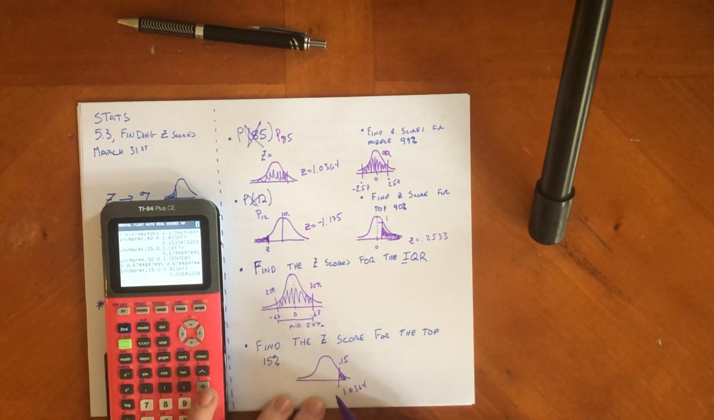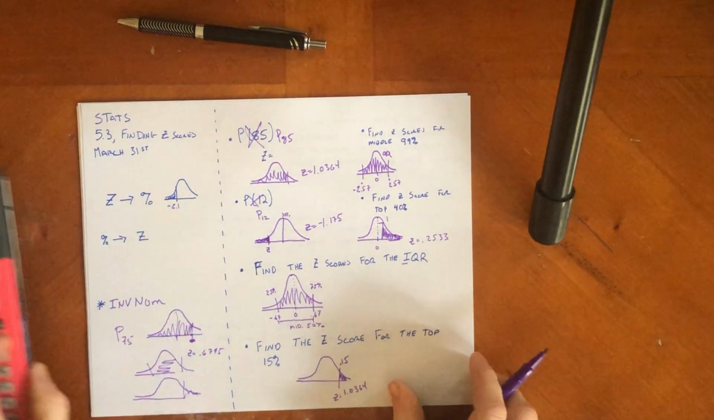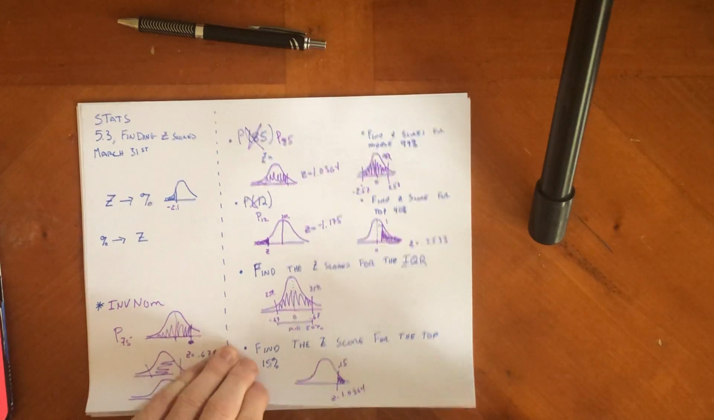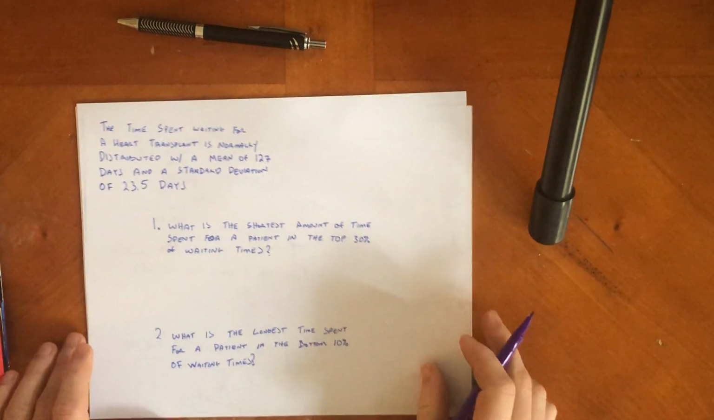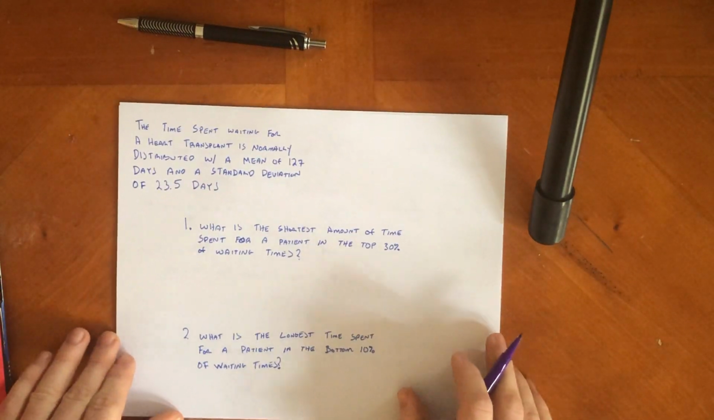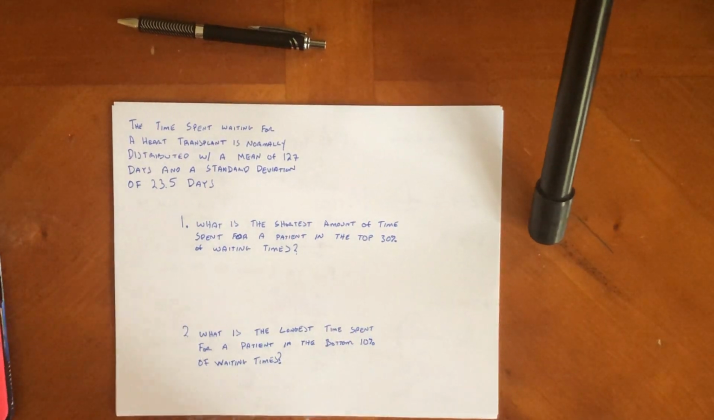1.0364. So I know that's going to be my z-score. Cool, so that's kind of the nuts and bolts, how that works. And then I have a little real-life example here for you. Make sure you can see that.